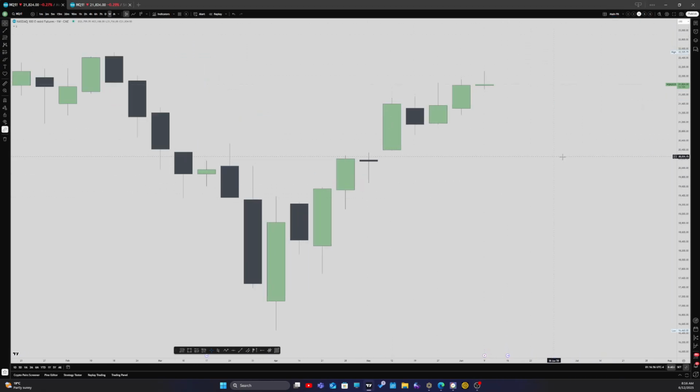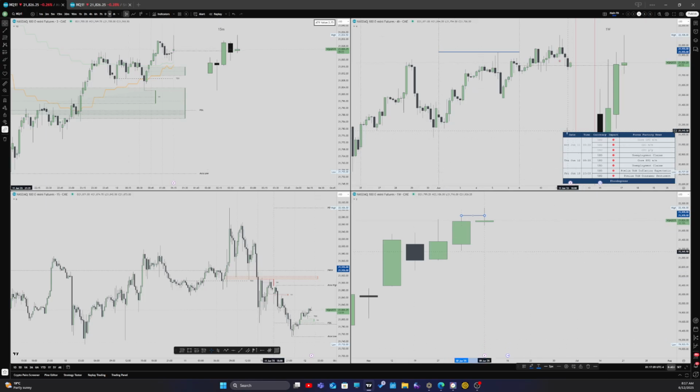On the weekly chart, price has traded through the high of last week and retraced a bit. Let's look at what happened on the 4-hour.